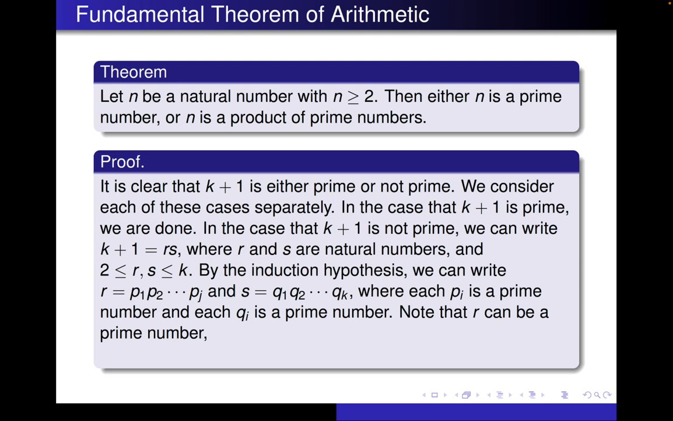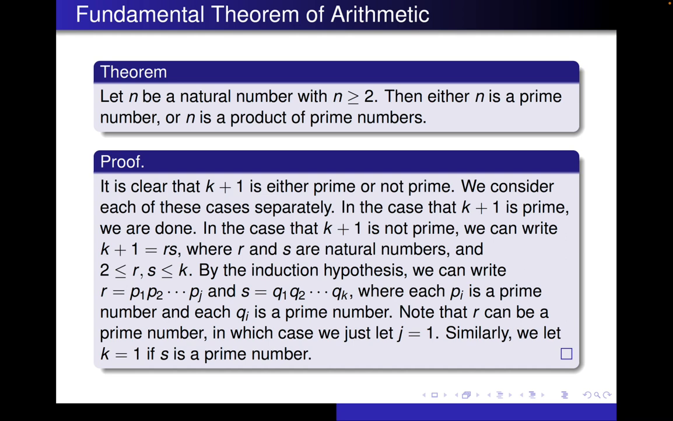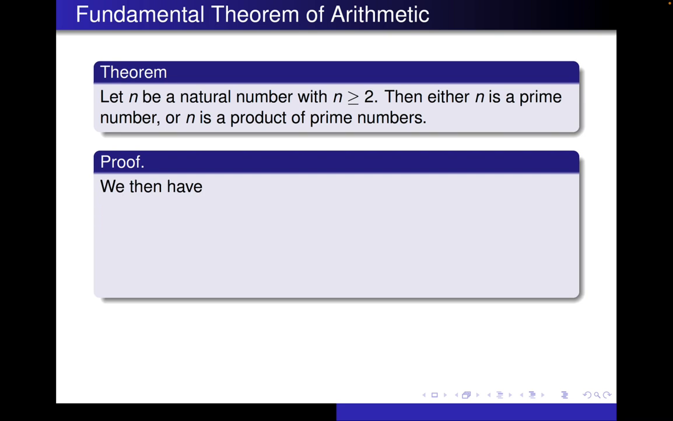So for instance, if r is a prime number, we'll just say that j is equal to 1, and so we stop at p1, and r is just plain old p1. And if s happens to be a prime number, we're going to let k equal 1, which means we stop at q1. That means s is equal to q1, s is a prime number. So both of those forms of r and s work for both cases, whether they're primes or products of primes. All right, so then what we have is k plus 1 is equal to r times s.